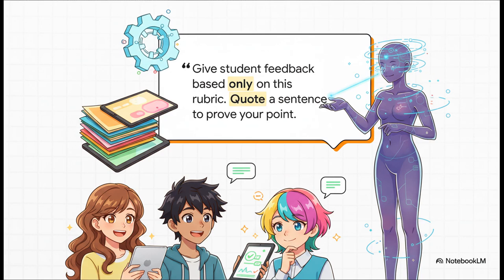Let's just zoom in on that feedback example for a second. Imagine you upload a student's essay and your grading rubric. Then you give the AI this exact prompt. The feedback it produces isn't just faster for you to create, it's actually fairer and way more helpful for the student, because every single comment is tied directly to a specific sentence in their own work. The feedback becomes concrete, transparent, and totally defensible.